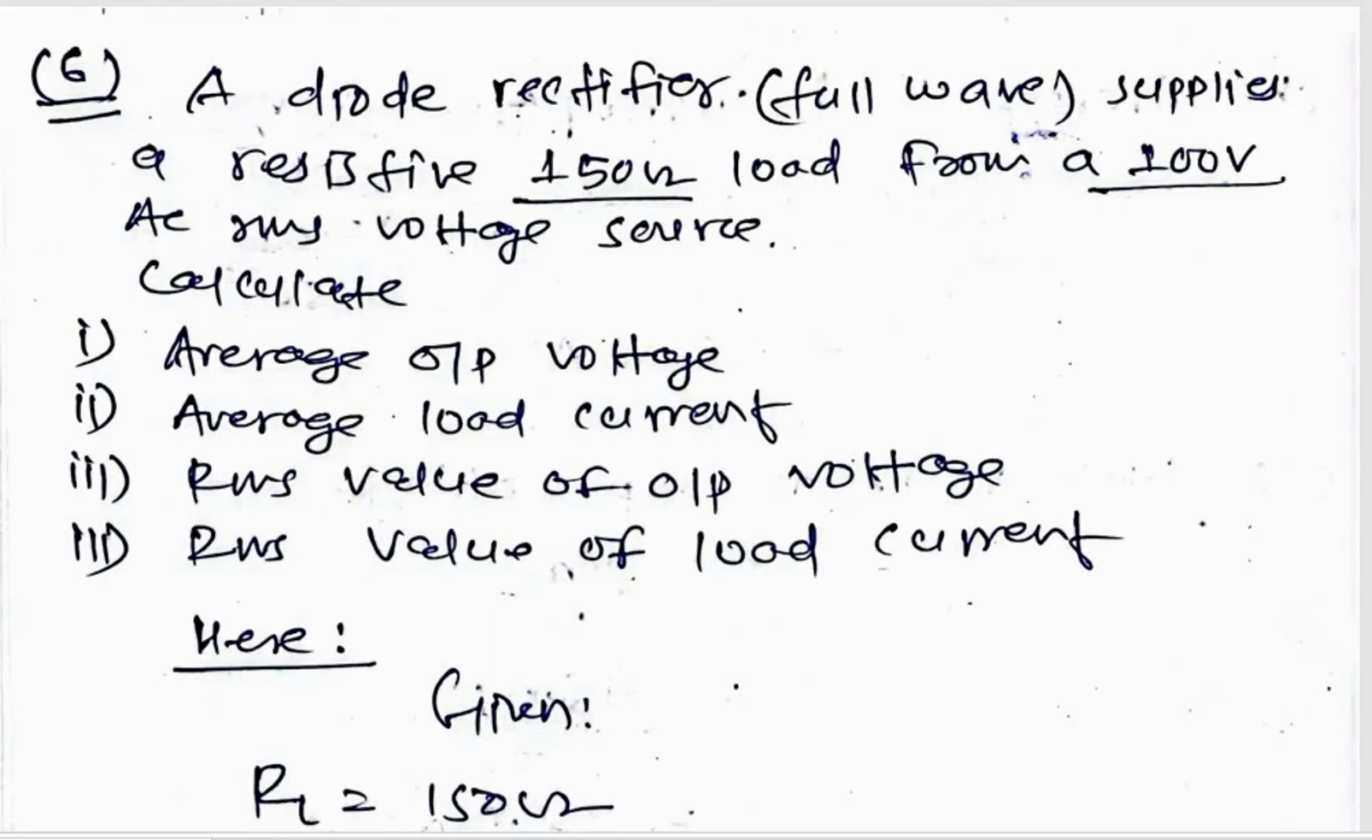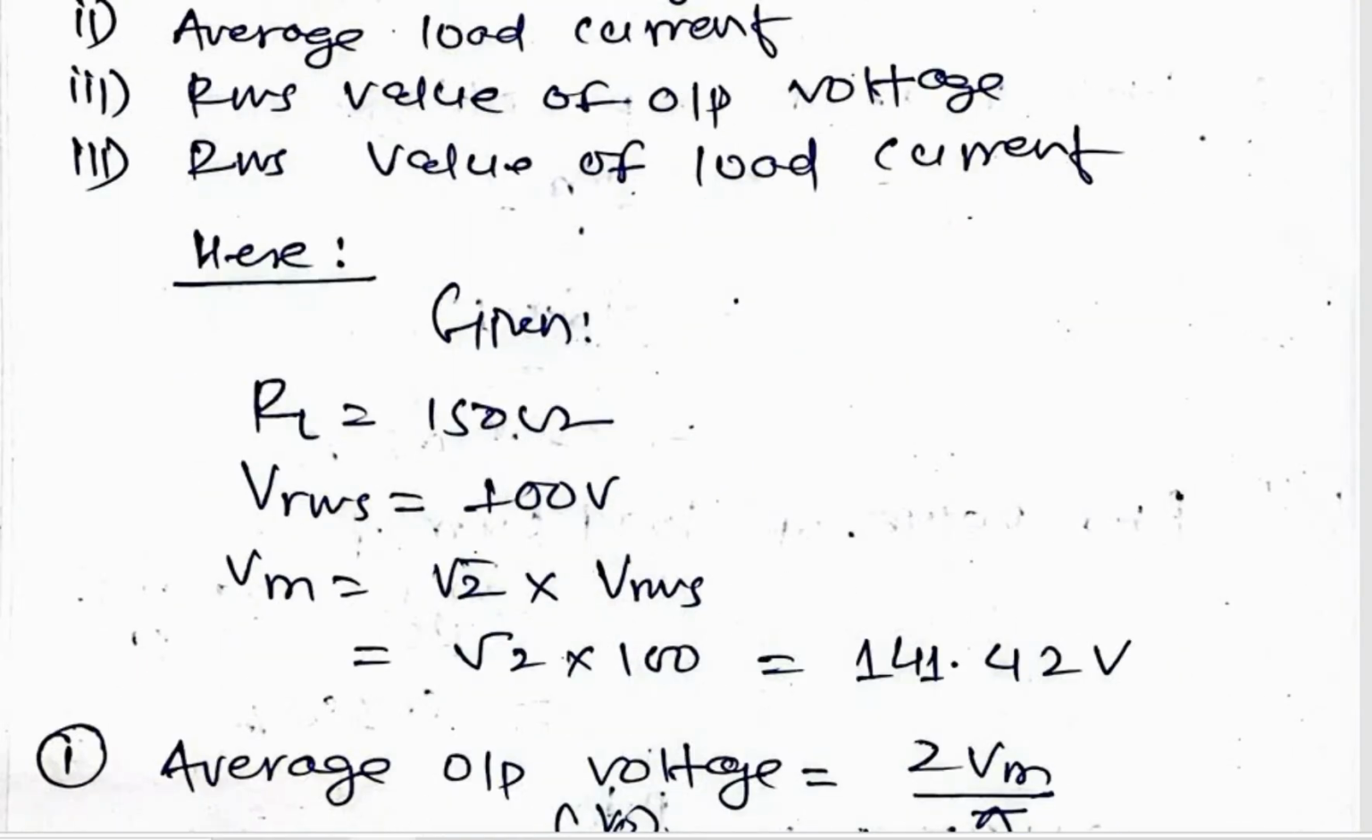Hello everyone. Again, welcome to the numerical series of power electronics, and today our numerical problem is a full wave diode rectifier supplying a resistive 150 ohm load from a 100 volt AC RMS voltage source. Calculate the average output voltage, average load current, RMS value of output voltage, and RMS value of load current. First of all, write all the given data.